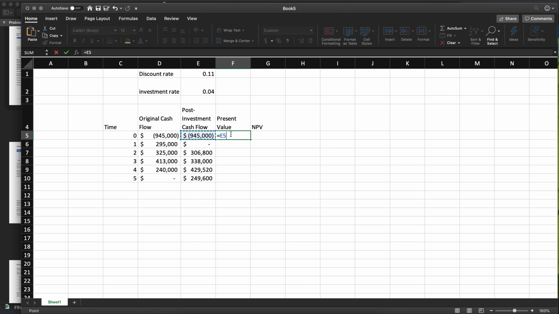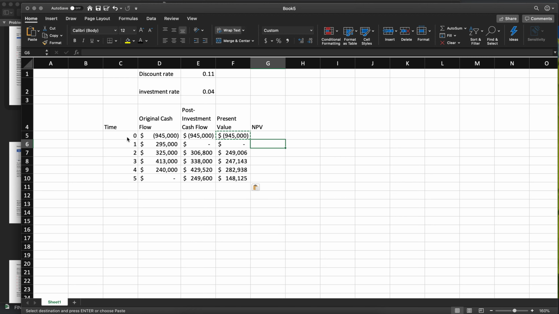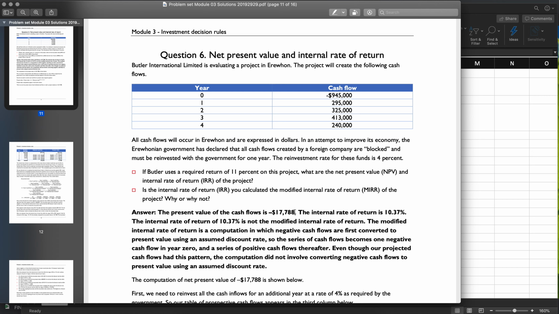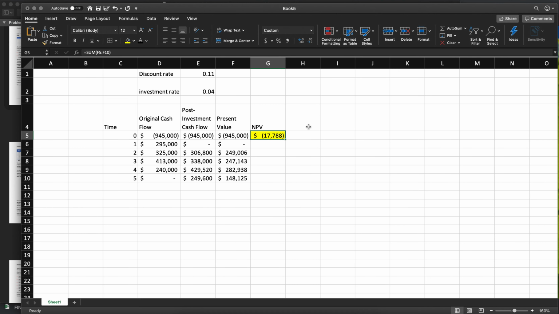So the present value is going to be the post-investment cash flows because that's when we actually receive them, divided by 1 plus the discount rate to the power of the year. The NPV will be minus 17,788, just taking the sum of the present value column. And we get that, minus 17,788.